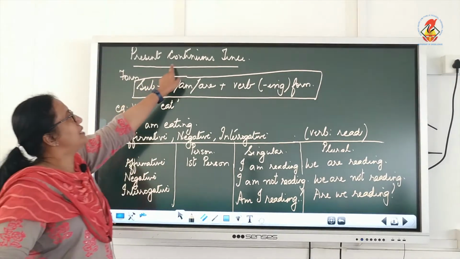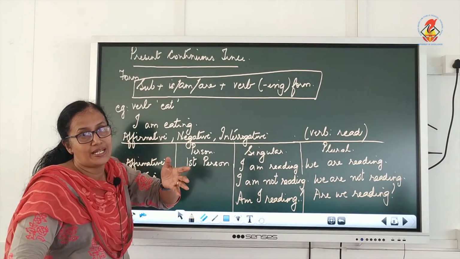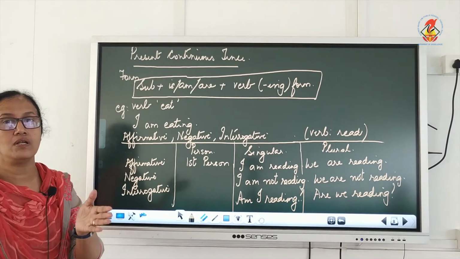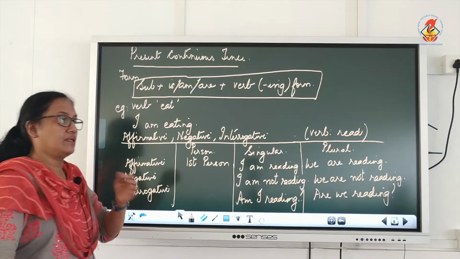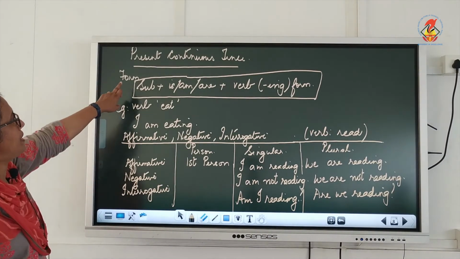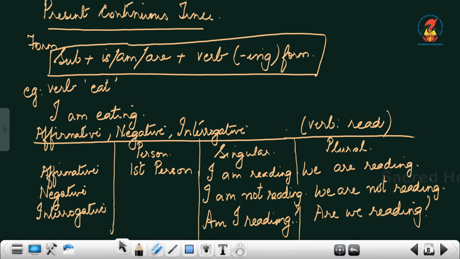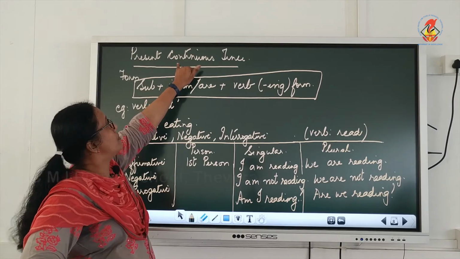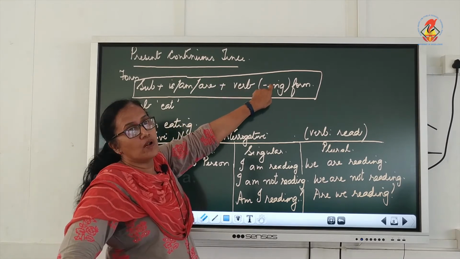So the word continuous signifies what, or what do you understand by it? That the action is still going on. Okay, it is now at the time of speaking, the action is still going on. So how will you express it? The form in which you are going to express it: subject plus, because we are talking about the present form, is, am, are, plus your verb in the ing form, continuous. Okay, so whenever you hear the word continuous, it means your verb will always be ending in an ing form.